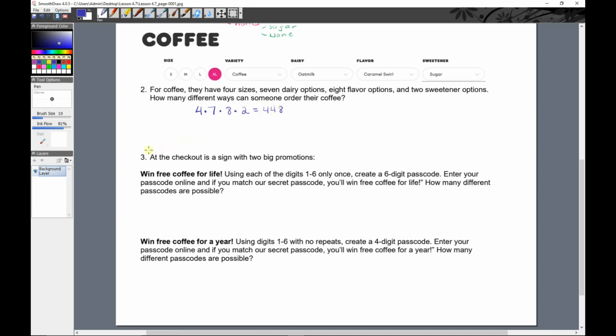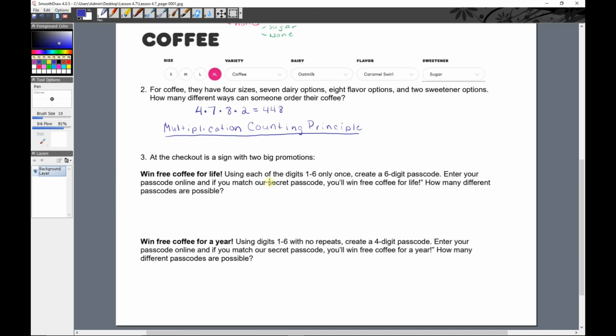All right? And again, this is going to be our multiplication counting principle, which we will define formally on the next page. And it makes this kind of finding outcomes a lot easier. Okay? So there's not really much more to say about that.